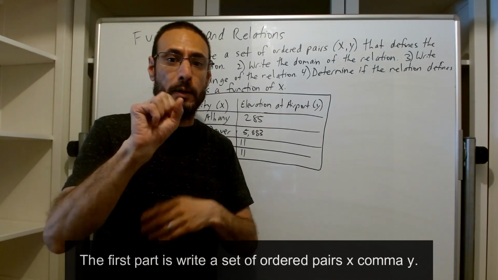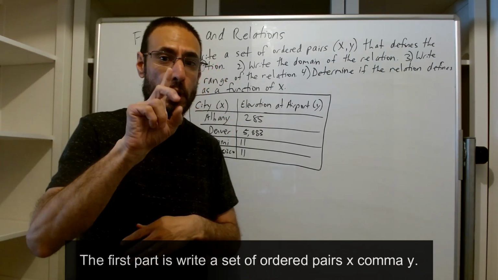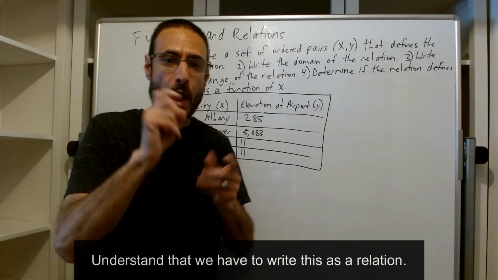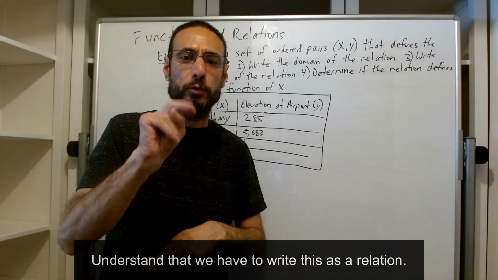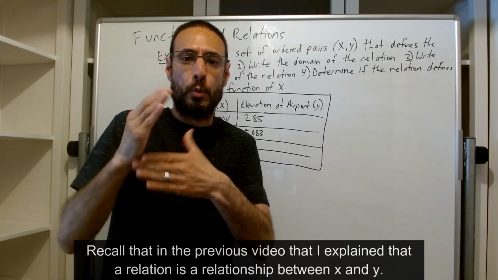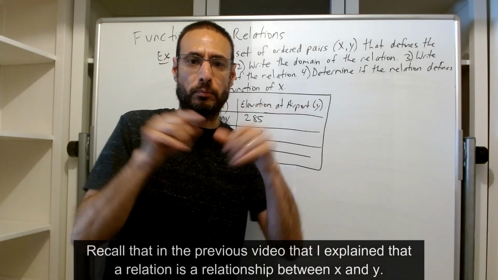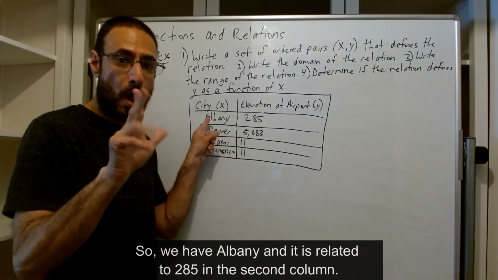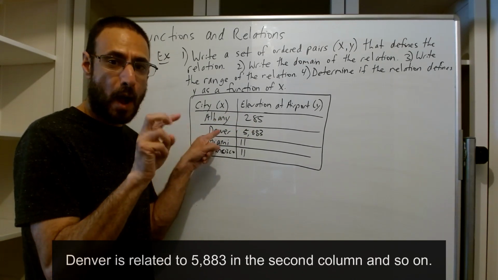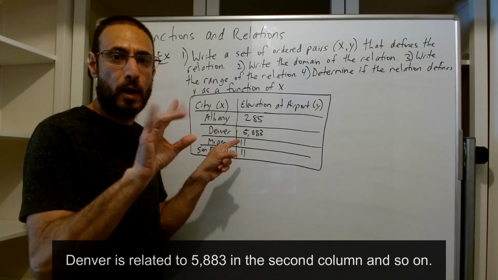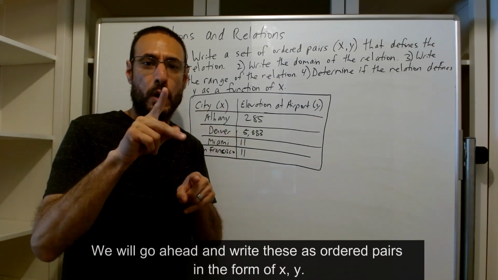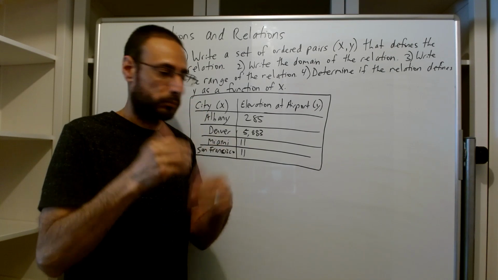The first part is write a set of ordered pairs x, y. Understand that we have to write this as a relation. Recall that in the previous video I explained that a relation is a relationship between x and y. So, we have Albany and it is related to 285 in the second column. Denver is related to 5883 in the second column and so on. We will go ahead and write these as ordered pairs in the form of x, y.